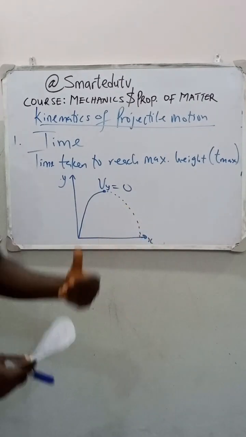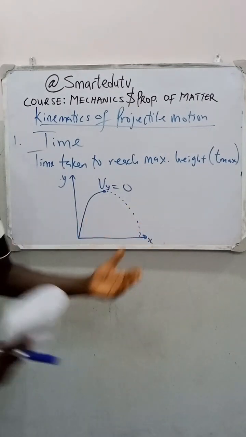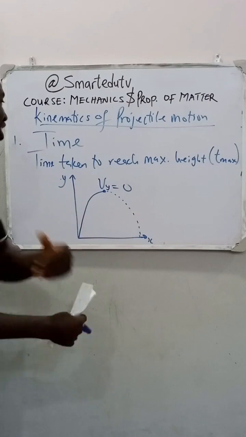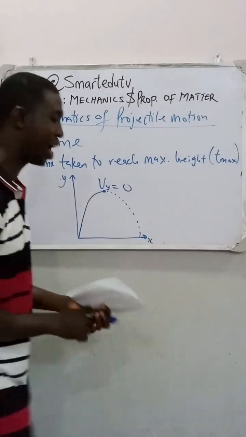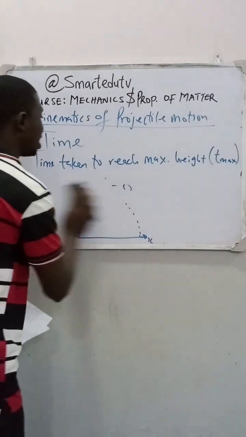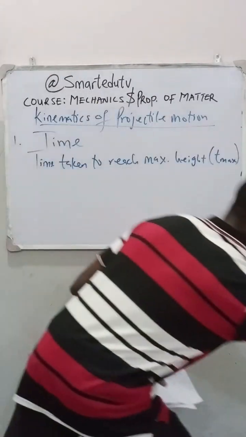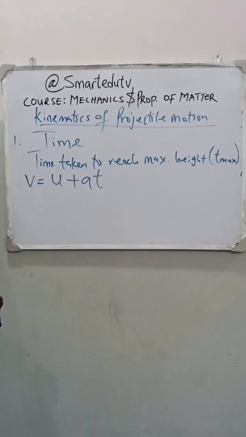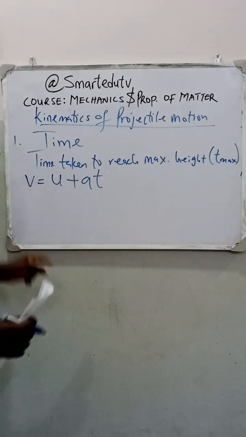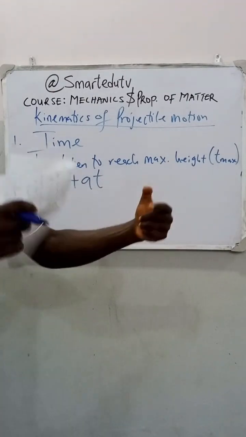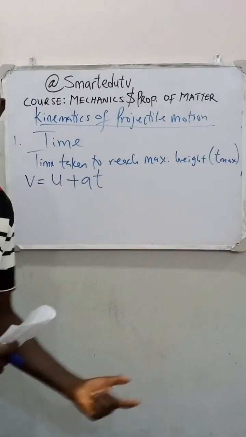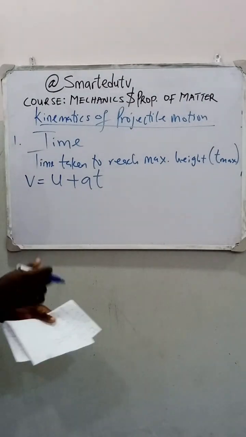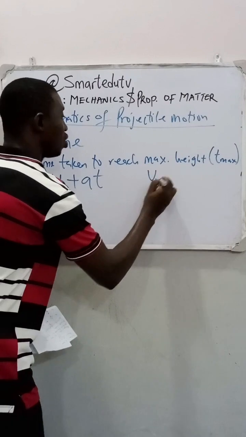I'm going to look for the equation that connects velocity to time. In our equations of motion, the only one that connects velocity to time is the one given as v equals u plus at. So now, let us treat this equation in two dimensions, that is, in terms of the y component and also in terms of the x component. Don't forget, velocity along the y component is 0. That is, Vy equals 0.